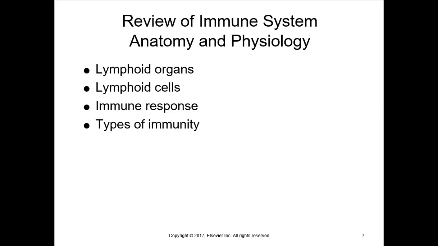So I'm not going to go through all of the anatomy and physiology because you should have already had this in your anatomy and physiology courses. But we want to think about the lymph system and how it works, the cells, our immune response, and the types of immunity that we can receive either by having the infection or we get shots.